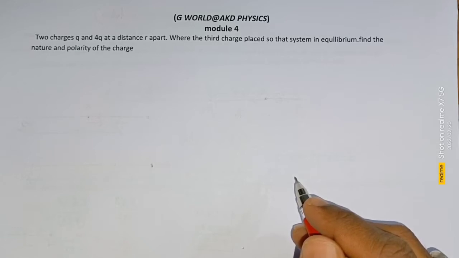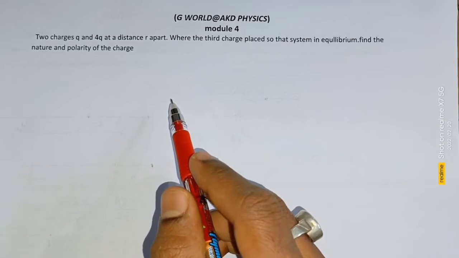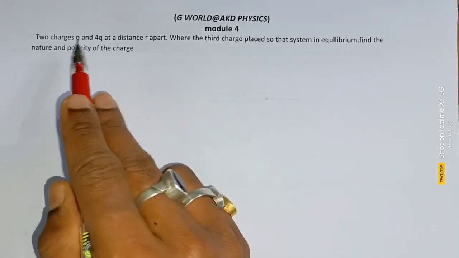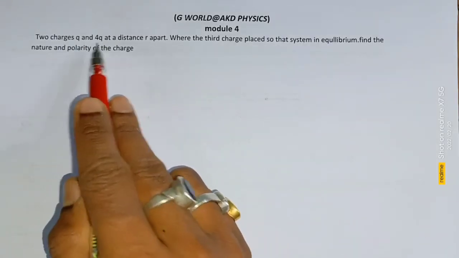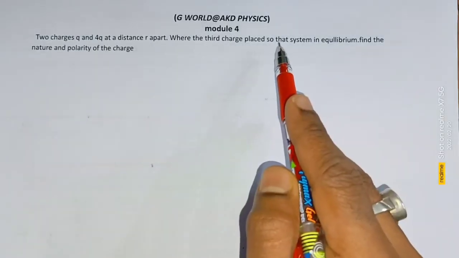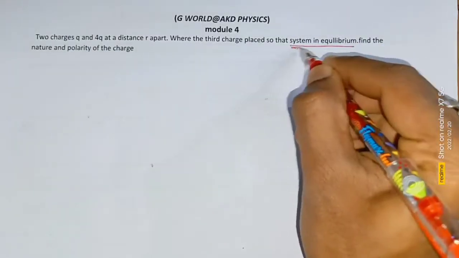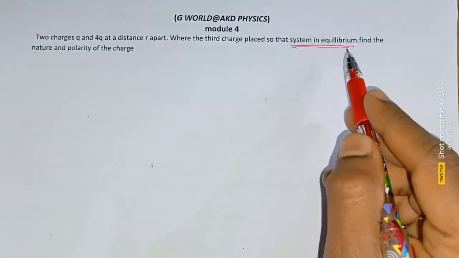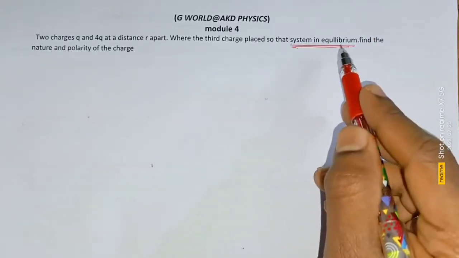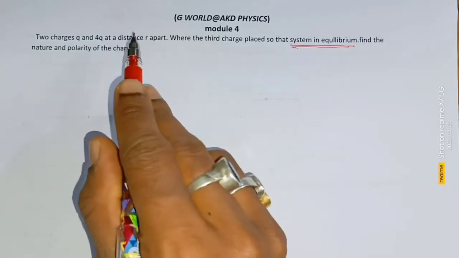Already we have discussed Model 1, Model 2 and Model 3. Today we'll go for Model 4, the basic fundamental questions of electrostatics. What is the question asking here? Q and 4Q, two charges at a distance r apart, where should the third charge be placed so that the system is in equilibrium? This is a very important word. If the system is in equilibrium, find the nature and polarity of that third charge.